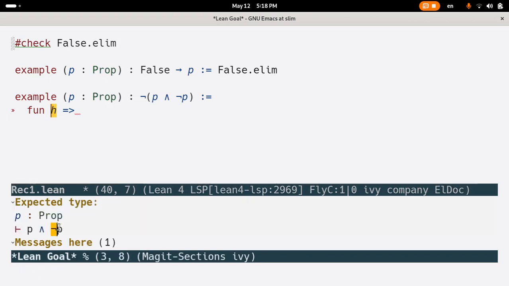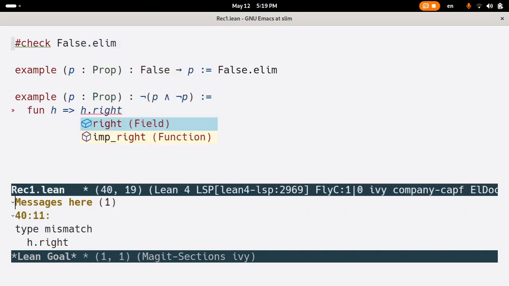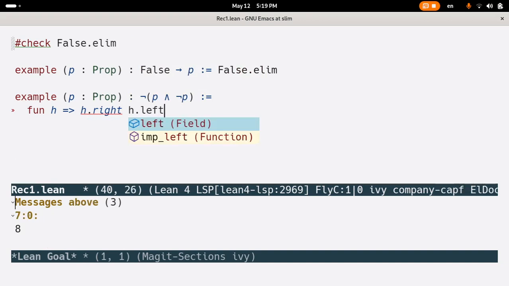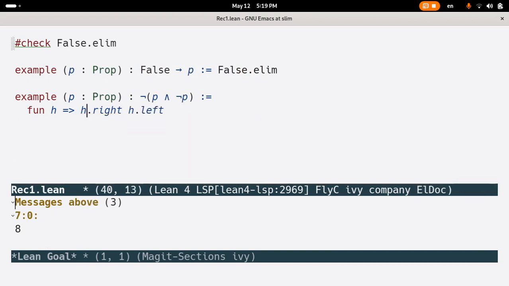The negation P here is a function that maps proof of P to false as stated. So if we take H.right, it's a function that can take a proof of P and produce false. And we already have a proof of P, which is H.left. So you can do H.right applied to H.left, and this would give you the proof of false, which in turn proves negation of P and negation P.